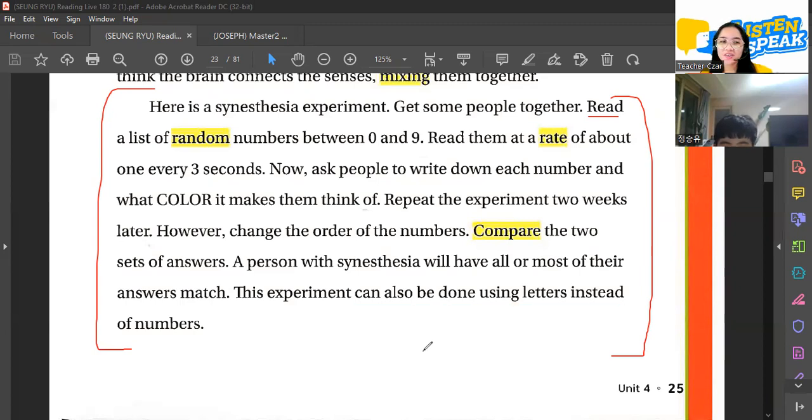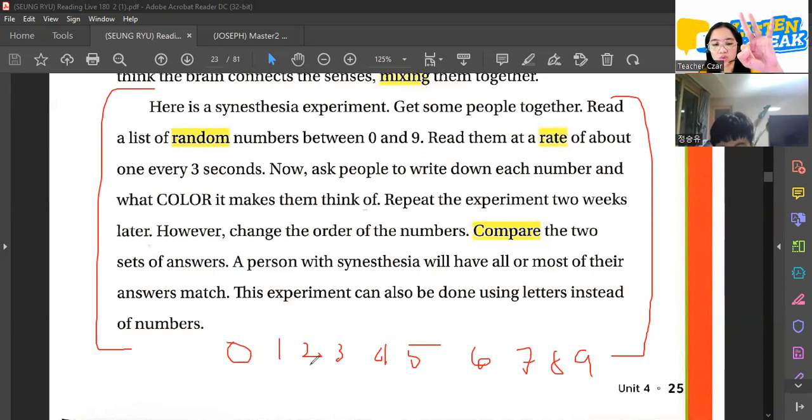Okay, very good. So in this one, there is an experiment about synesthesia. You need to get people together, and those people need to read a list of random numbers between 0 and 9. So 0, 1, 2, 3, 4, 5, 6, 7, 8, to 9, and read them at a rate of about one every 3 seconds. So for example, 0, 1, 2, 3. You need to read those numbers with a 3 second gap.